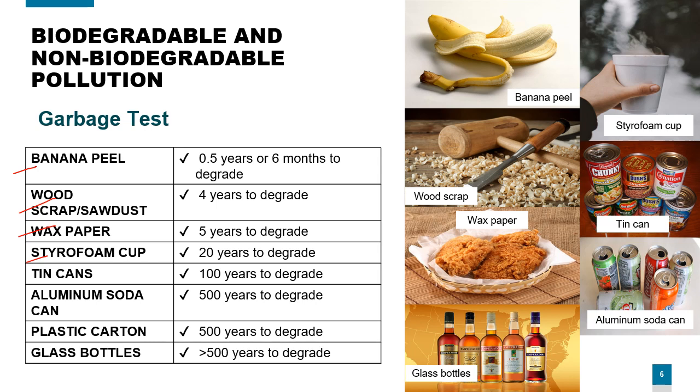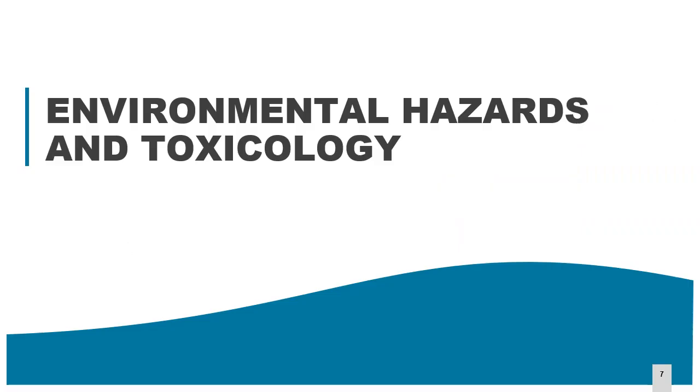We have tin cans. Okay, this is metal. 100 years to degrade. Aluminum, plastic carton, 500 years. And glass bottle, almost 500 years to degrade. So imagine, you're already dead, and the non-biodegradable materials you used have not yet degraded, right?